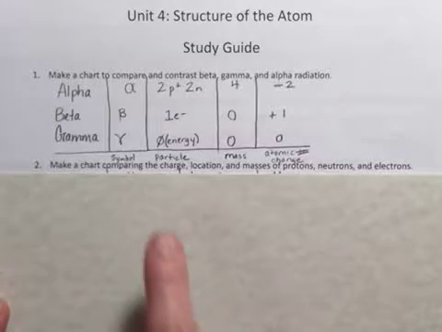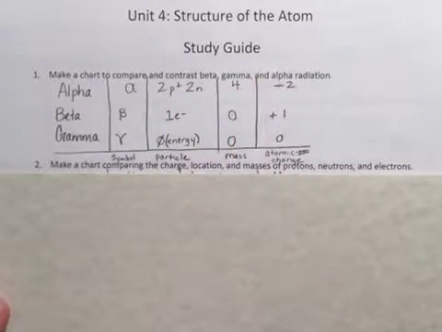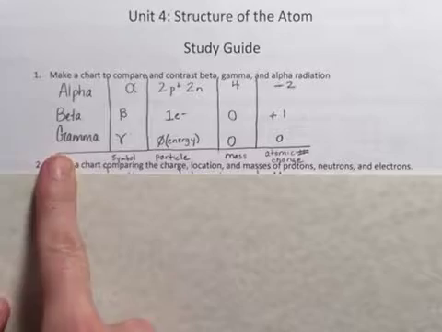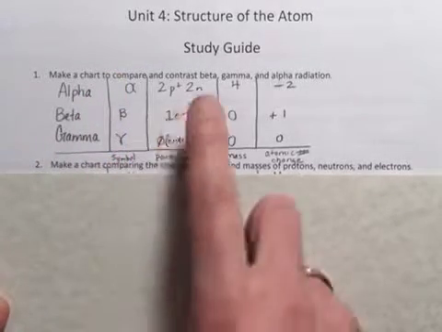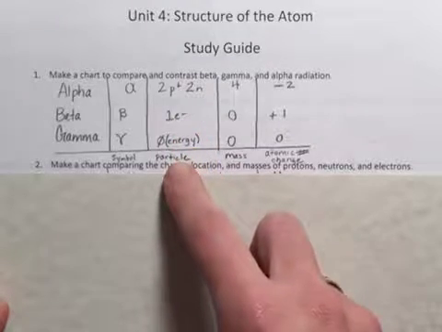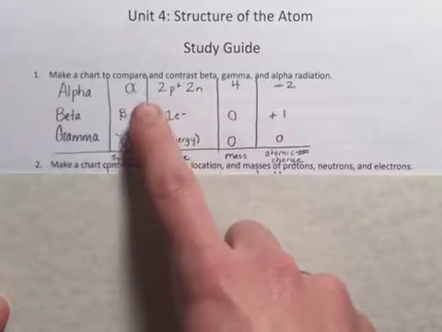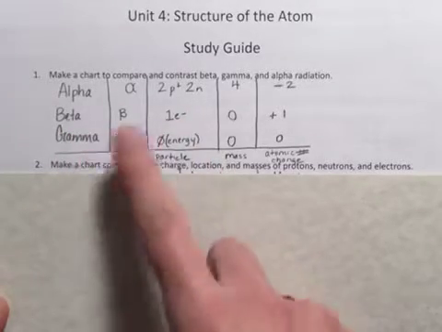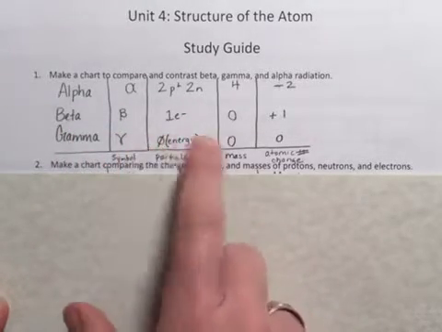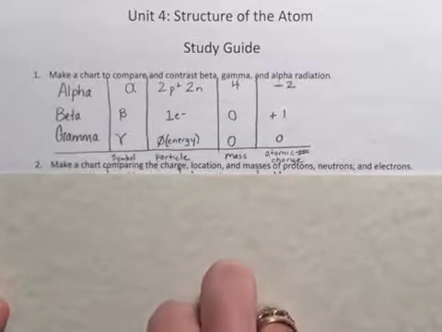So you're contrasting beta, gamma, and alpha radiation. To make my chart, I listed the three. Here I have the symbols that we use for each type, and then each type of particle that is given off for each type of radiation. For alpha, it's 2 protons and 2 neutrons. For beta, it's an electron, and gamma, it does not give off a particle, it just gives off energy, so I made a note of that.